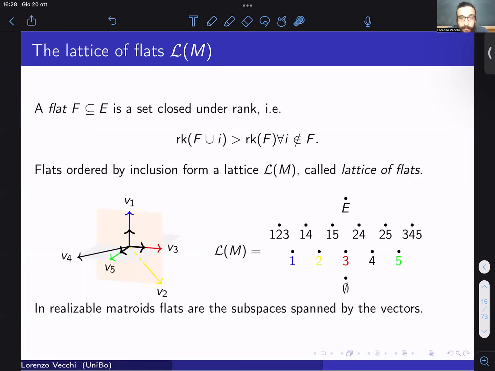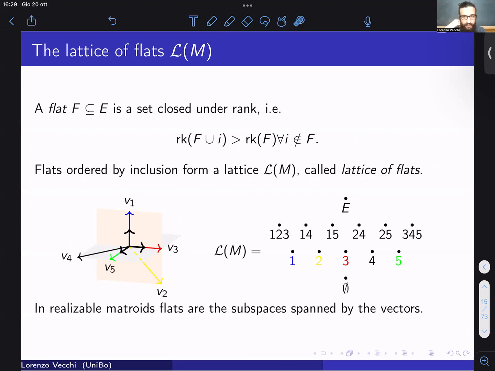So for example, we can take these 5 vectors in a 3-dimensional space, and let's see what the lattice of flats looks like for this example. So in realizable matroids, flats are easy to determine because they are in bijection with all the possible subspaces that we can span with the different vectors. So for example, if I take no vector, the span of this set is going to be just the origin, which is a 0-dimensional vector subspace. And that's why I put it here in the rank 0 of my lattice.